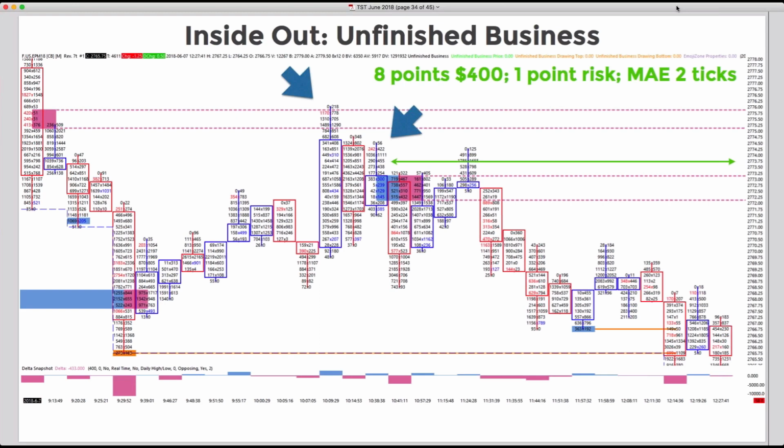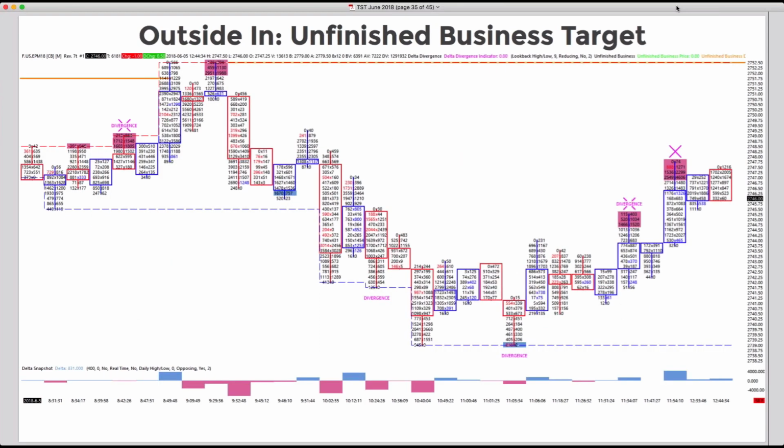Let's take a look at another example on another day. I like to think of this as an outside-in trade. As I recall, this is the 5th. This was last Tuesday. Bit of an odd day. What we have here, again, 9:29.36. We've got unfinished business at the high of the day on ES. We've got a target. We're looking for a reason to go long.